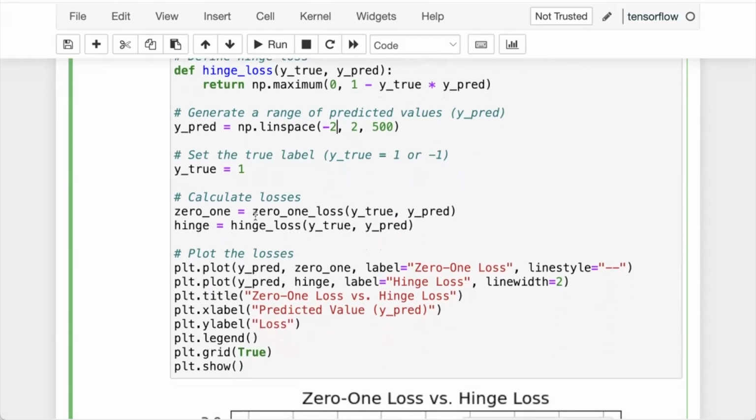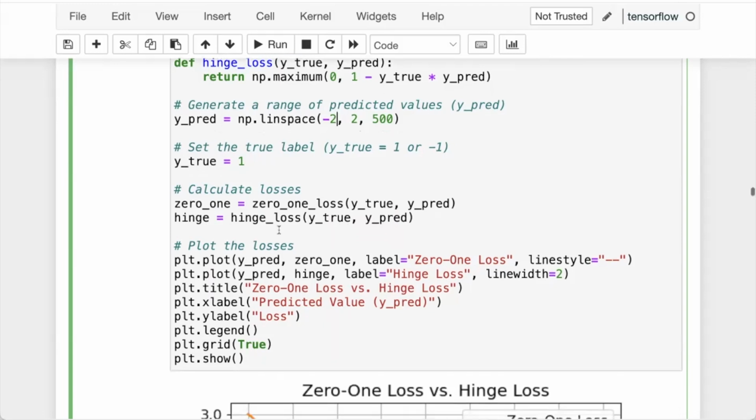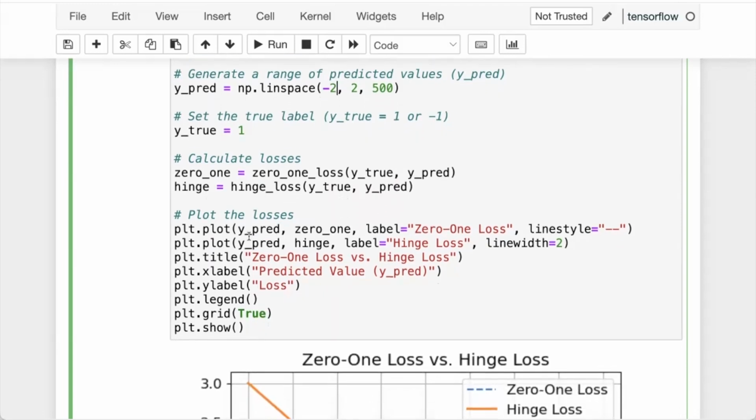In this case, we're going to calculate the two losses, the 0, 1 loss and the hinge loss. And now we can plot on the x-axis this y-pred, this continuous score that comes from our machine learning model. And then on the y-axis, one time we plot the 0, 1 loss and the other time the hinge loss.